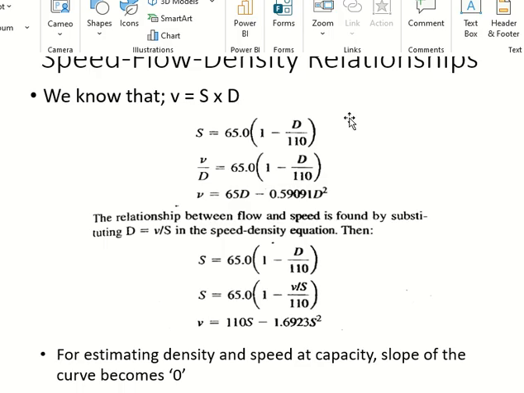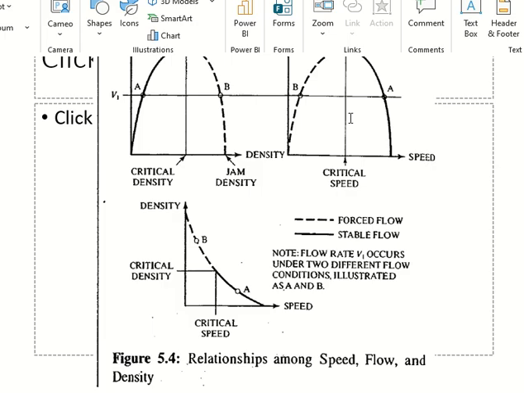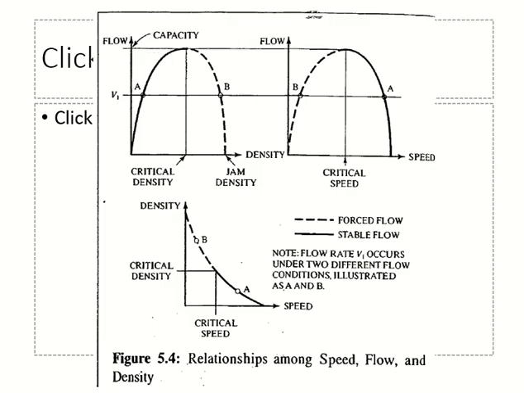Now, why are we calling them critical? We are calling them critical because of the flow. To calculate them, we put the slope equal to 0, right? Slope is 0 when you reach capacity. So if you put these values in the equation and calculate flow, that is your capacity. Clear?